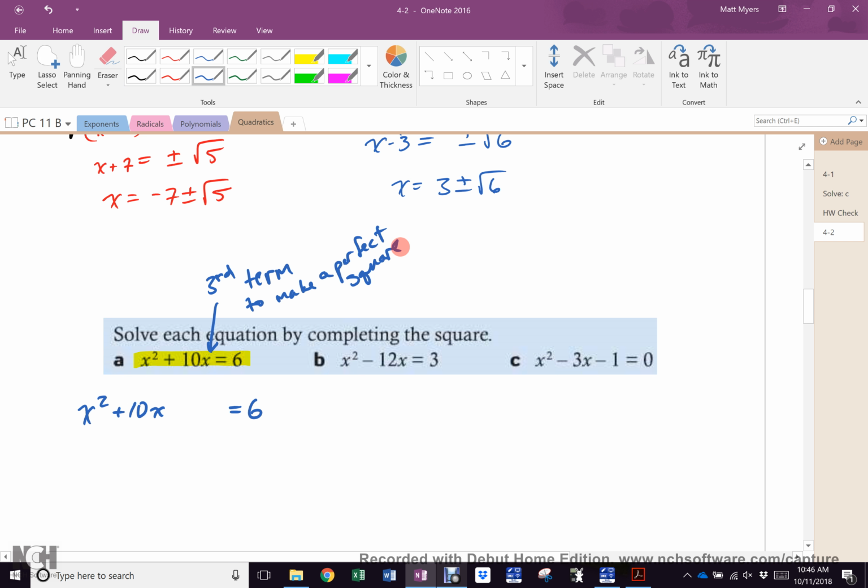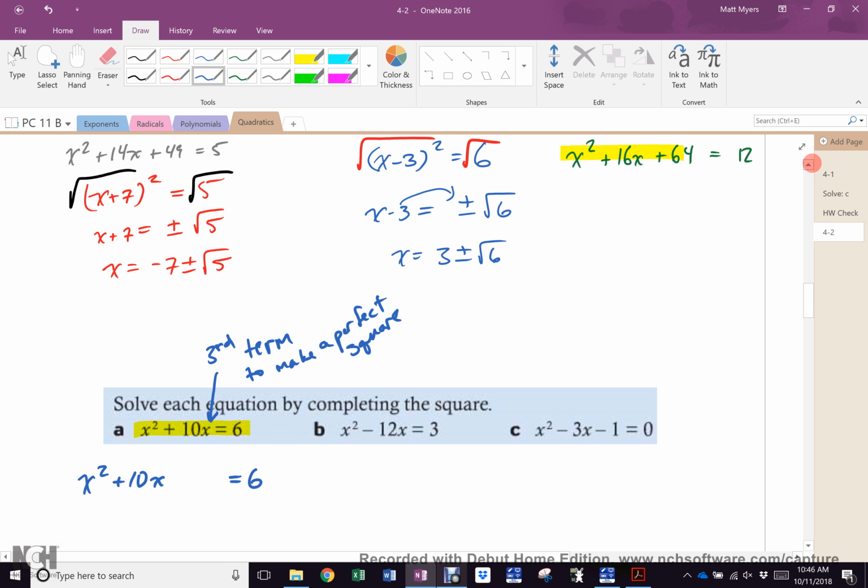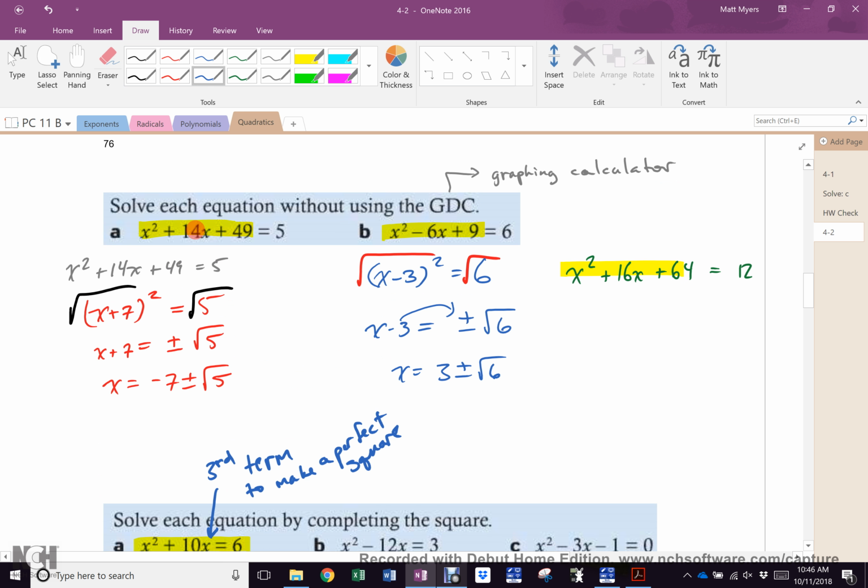Yeah? Now, look closely. This was a perfect square, right? What is the relation between 14 and 49 and squares and stuff that will help us? 7. Right, the square root of 49 is 7, and it's doubled, isn't it? What about this one? Square root of 9 is 3, and how do I get the 3 to the 6? I double it, right?